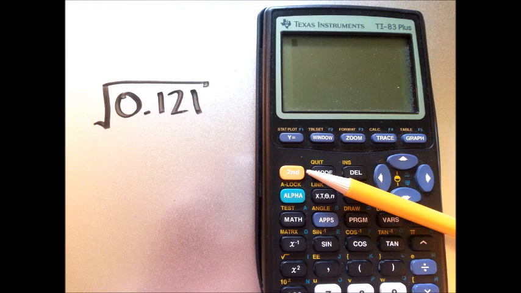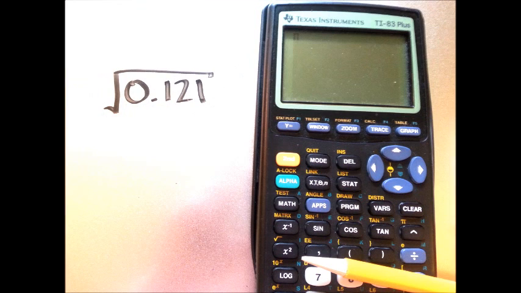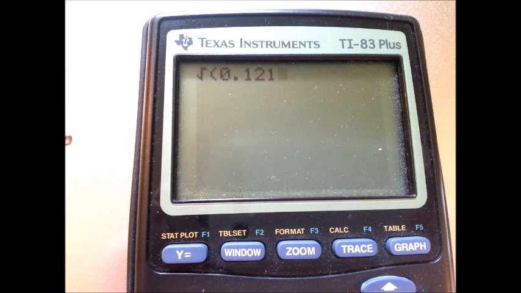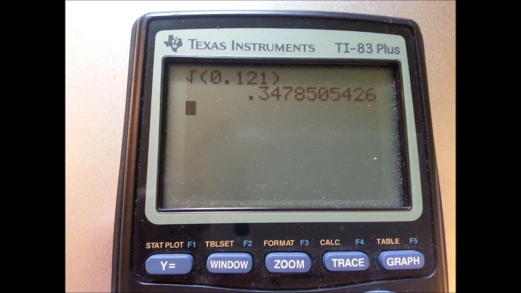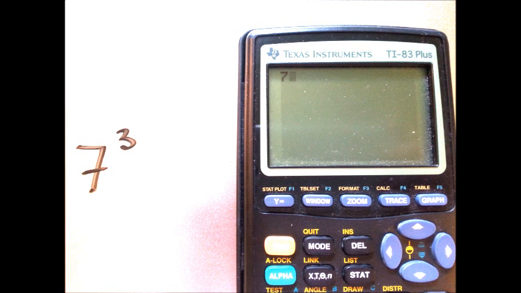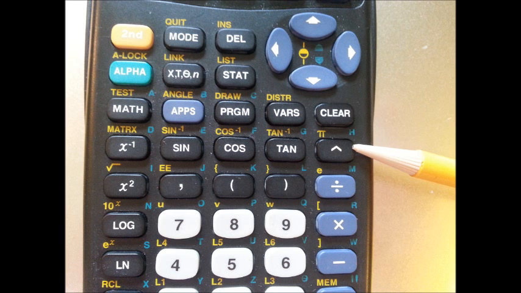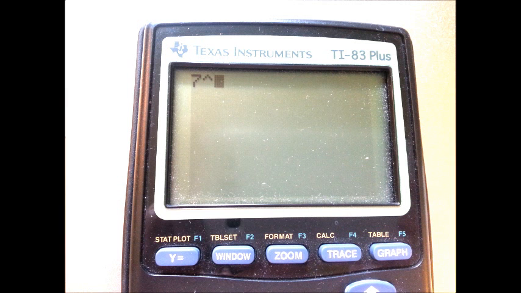In order to take a square root, we'll use second and then the squared key to get the square root symbol. It has an open bracket beside it. Type in your value, type the close bracket, and hit enter. In order to cube, we have two possibilities. We can begin with our value, use this little button that looks like an upside down V, sometimes called a hat or a caret, and then type the value of the exponent.